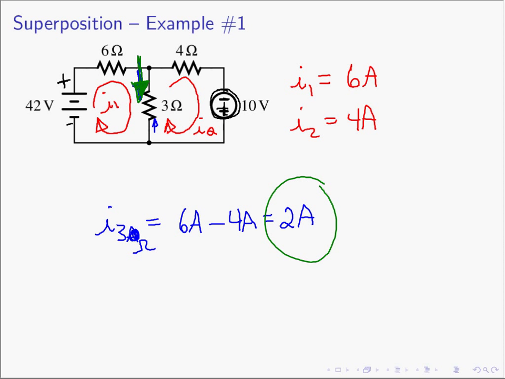So let's get started. We need to kill all the sources but one. We only have 2 sources, so let's kill the 10 volt source. What do we mean by kill the 10 volt source? We're going to take the 10 volts and make it 0 volts. And what do you get when you have a 0 volt source? Something with no voltage across it is simply a short. So the wire gets put there in place of the 10 volt source, and we have shorted out the 10 volt source and killed it, and this is the circuit we have left.